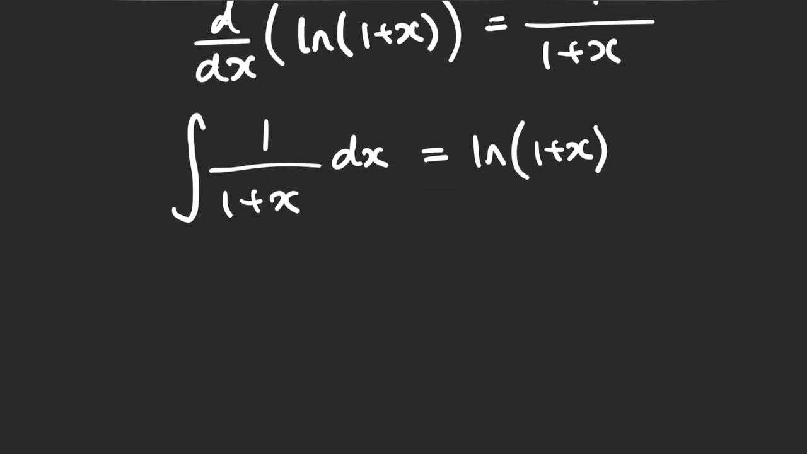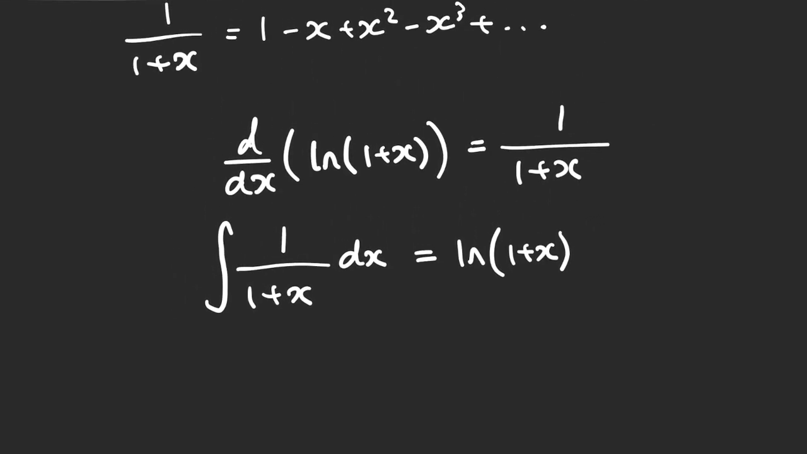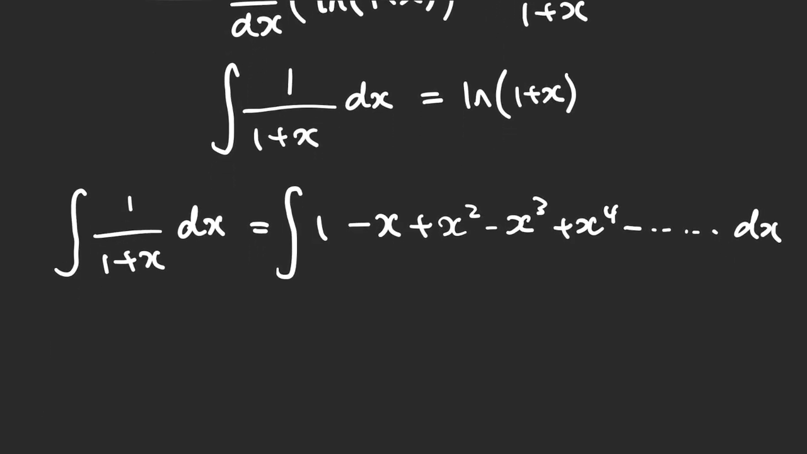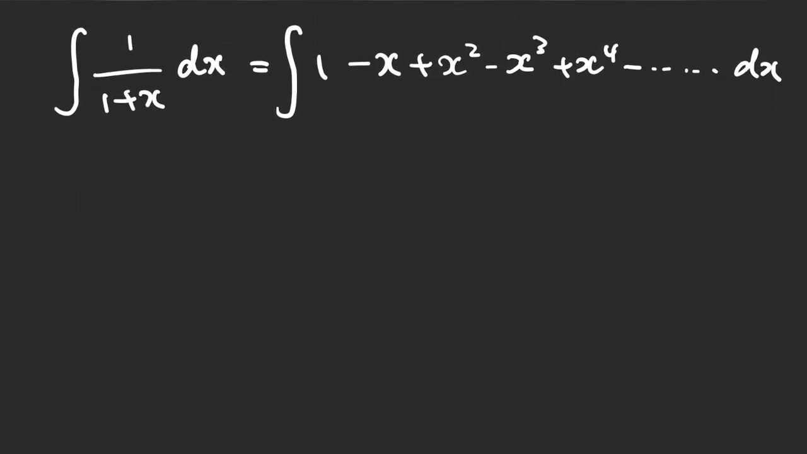I'll zoom out a bit so that we can still see the original function at the top. So taking the integral of 1 over 1 plus x with respect to x, we are going to get the integral of 1 minus x plus x squared minus x cubed plus x to the 4 all the way forever. And of course, we're going to do that with respect to x. Okay. So looking at the left-hand side now, the integral of 1 over 1 plus x, we said, was ln of 1 plus x.